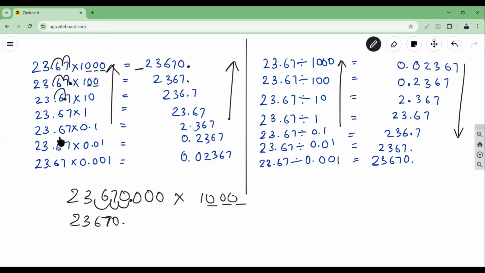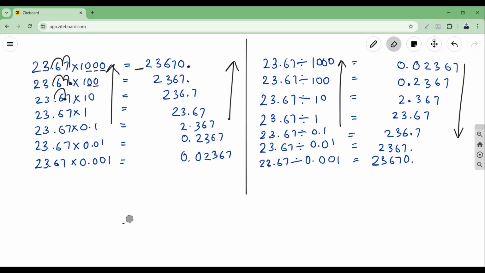Now what happens if that is 2367 multiplied by 0.1? Now we know that 1,000 is a whole number. So whenever we multiply anything with a whole number, the answer should increase. But then here is a catch. What is the meaning? The 0.1 is not a whole number. It is lesser than 1.